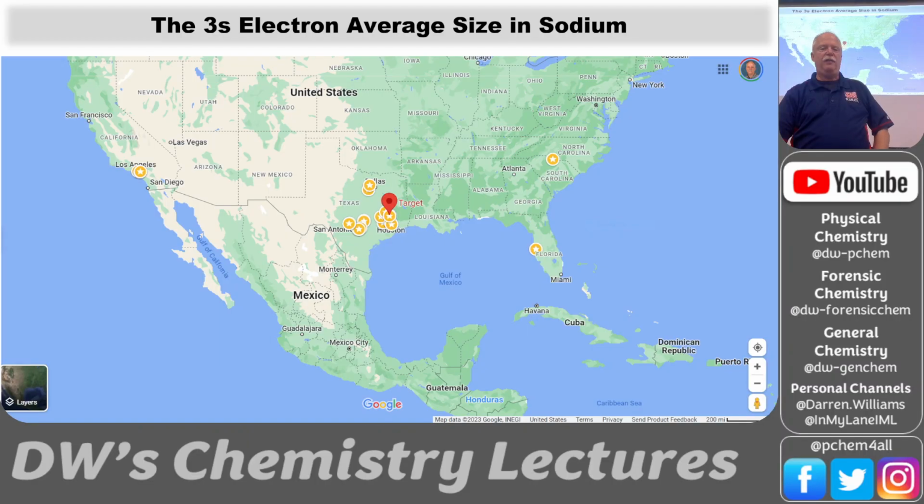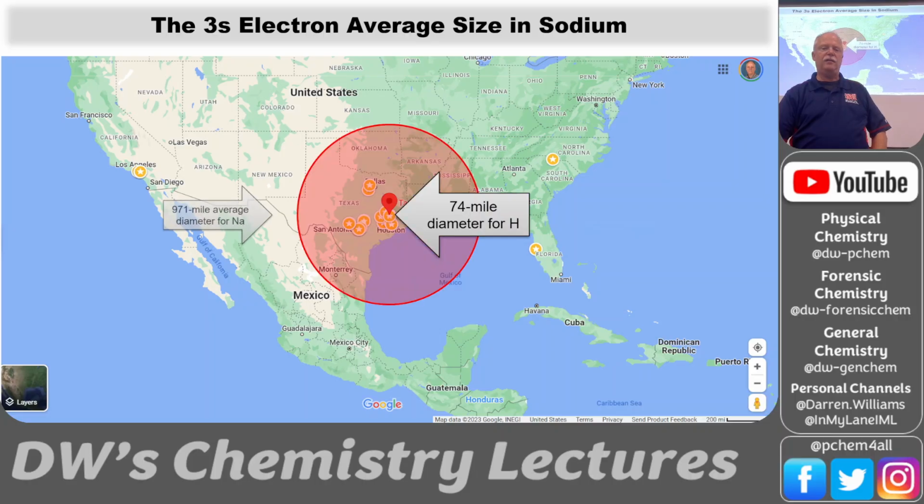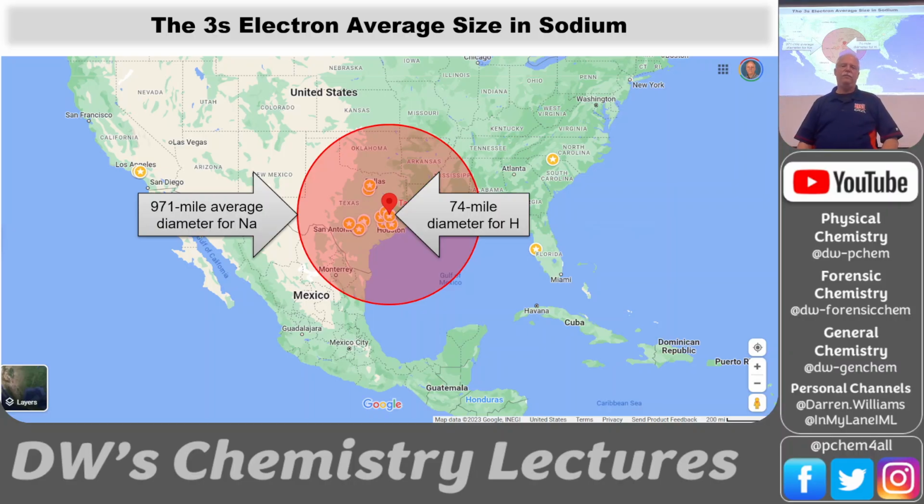And so if this little orange dot on Huntsville is 74 miles, this is 971 miles for sodium. So bigger than Texas. Okay. So you can remember that if a sodium nucleus was 3 meters across, the valence electron in sodium, that 3s electron, would be the size of Texas.